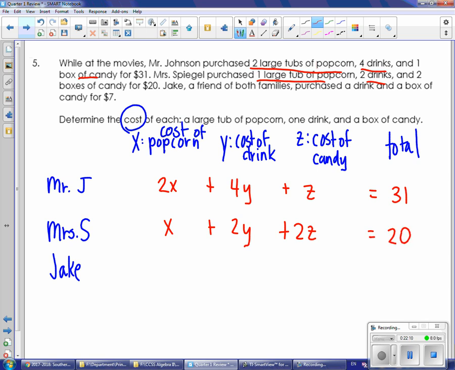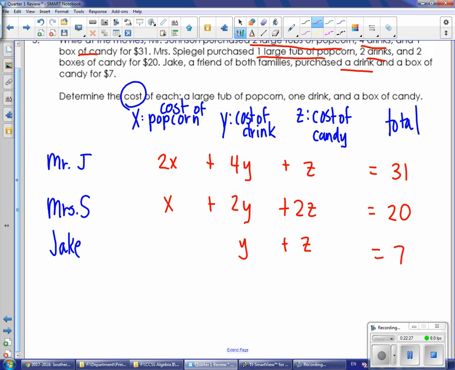And then finally, Jake, a friend of both families, purchased a drink, so 1 drink, so that's just going to be Y, and a box of candy, which is going to be Z, and he only spent $7. Okay, so here's our system. It's set up. I've defined my variables. That's very important that you do that.